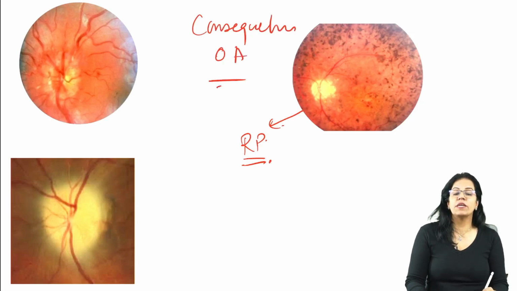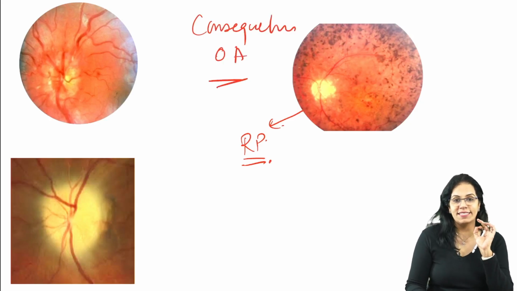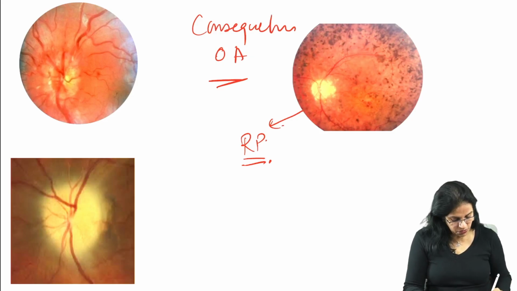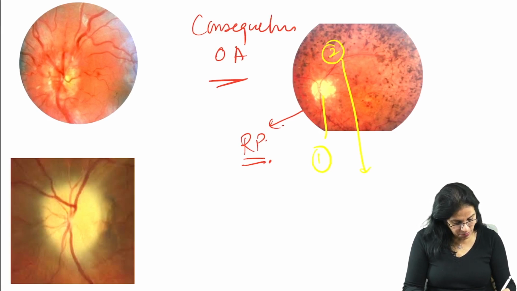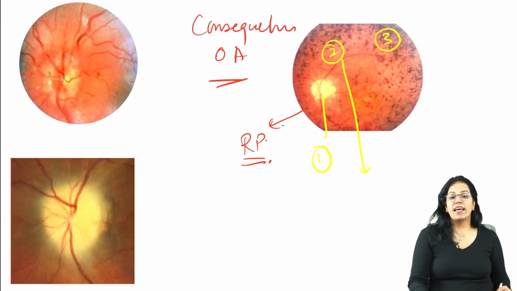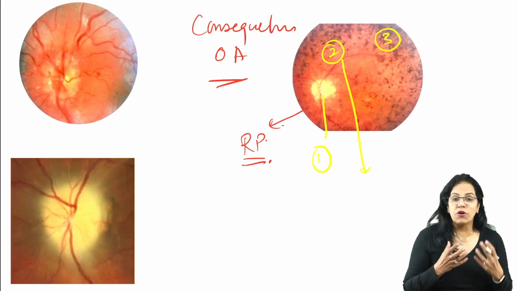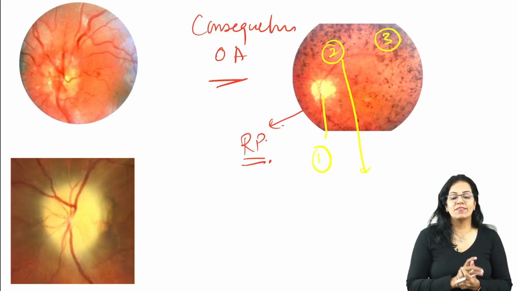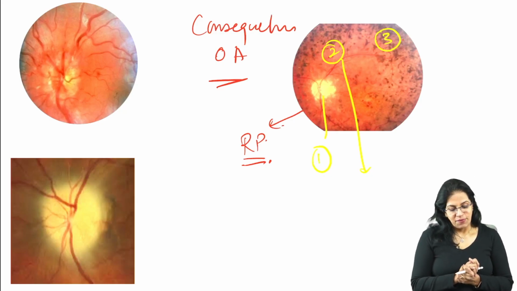Please revise RP properly. Please learn it in detail. RP, of course, you know, is a triad of pale waxy disc, attenuated arteries, and bony spicules. They ask you the triad, right? It's a dystrophy of rods and cones, and primarily it is the rods. Please learn retinitis pigmentosa in detail.